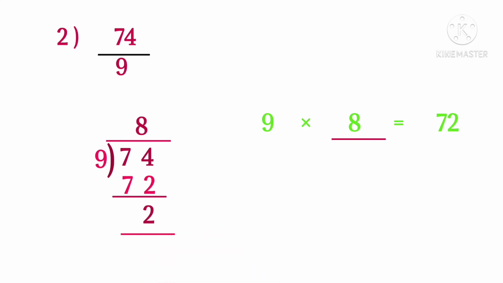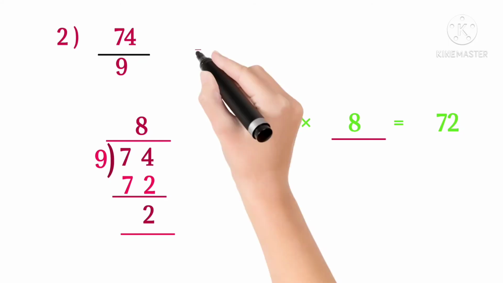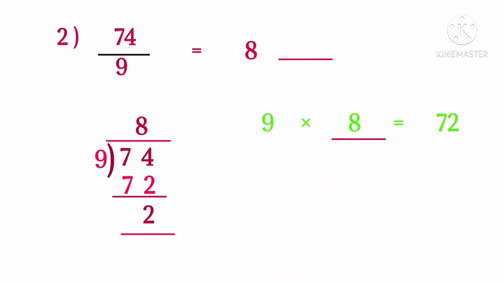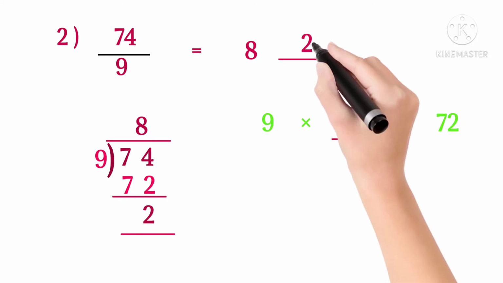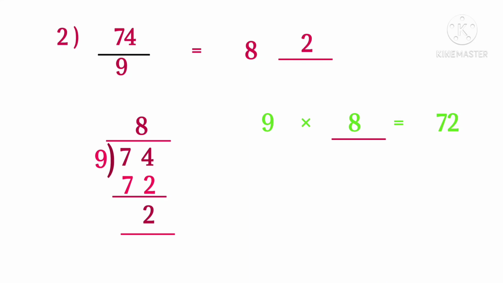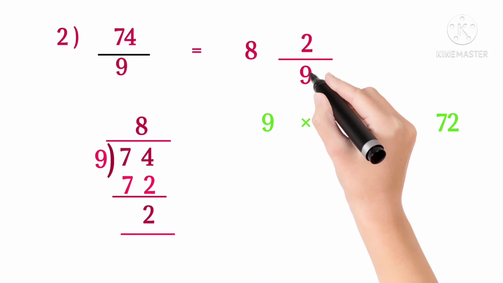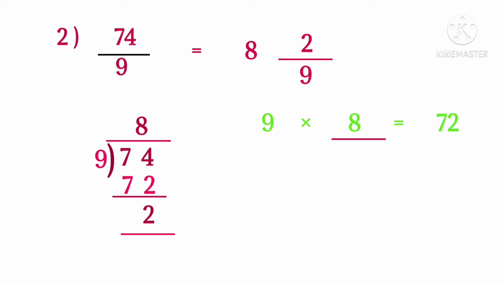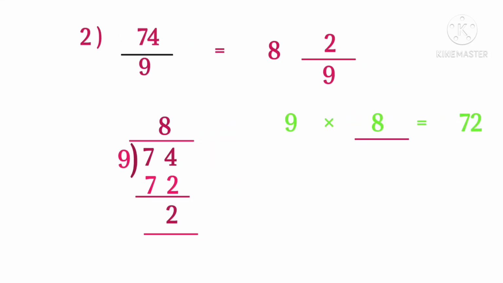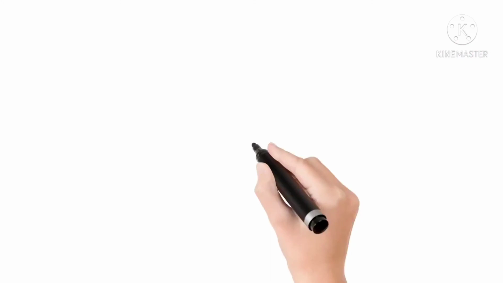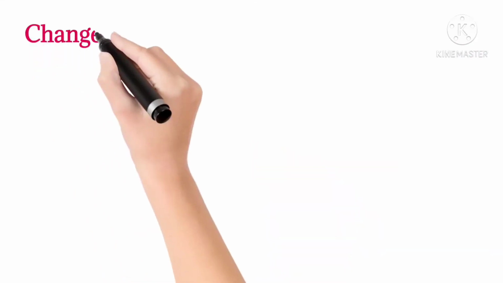We can write it as a mixed fraction. First, write down the whole number, that is the quotient, that is here 8. Then write the remainder as the new numerator over the denominator. The denominator will be the same. Then we will get 8 and 2 by 9. 8 is the whole number, 2 by 9 is the proper fraction.